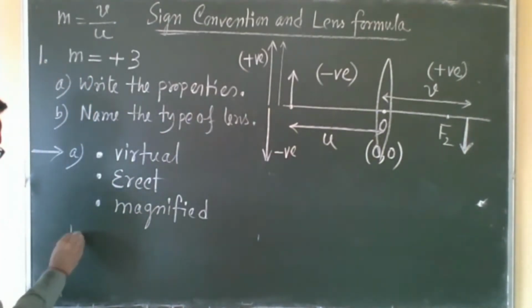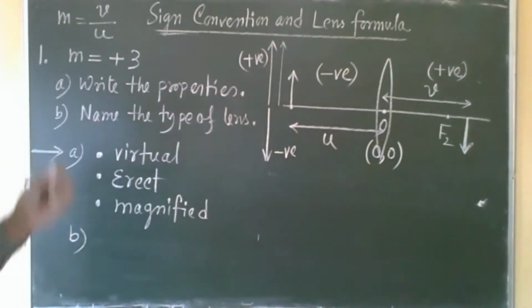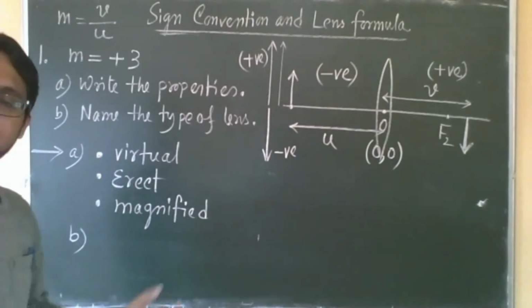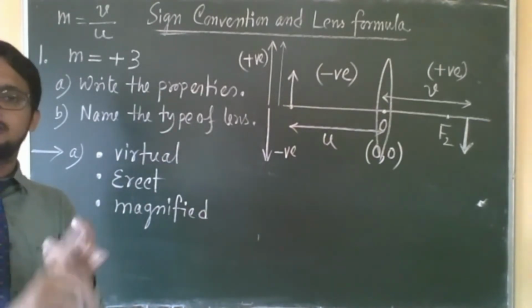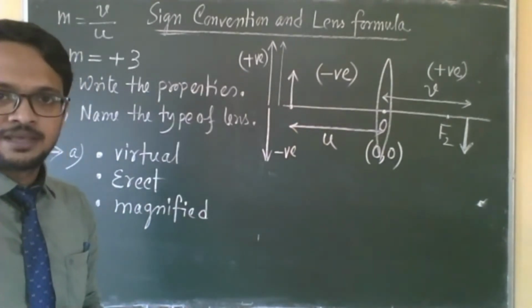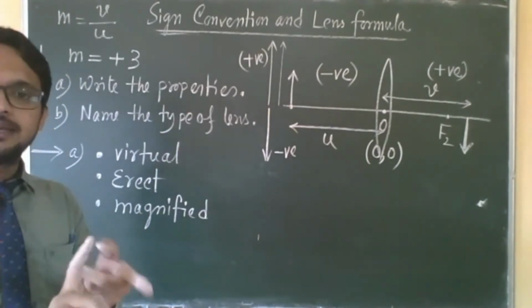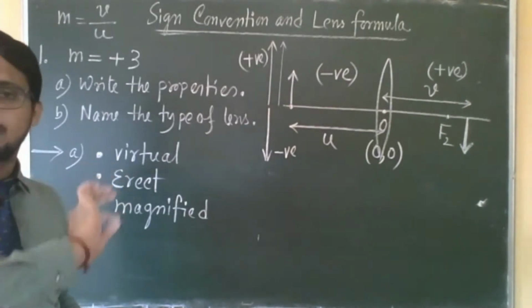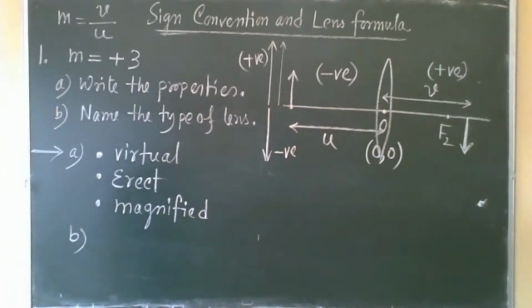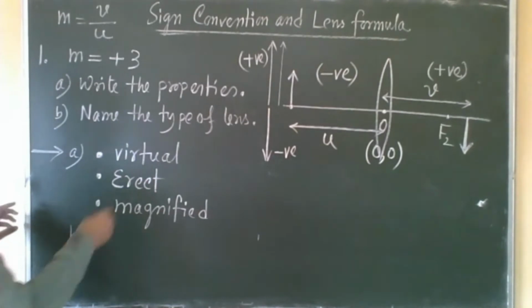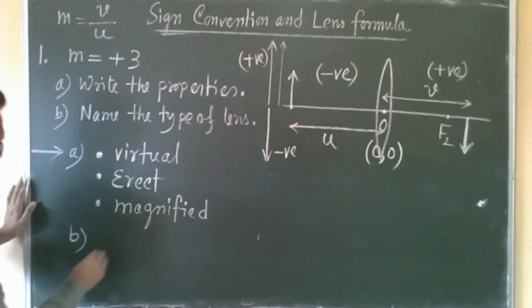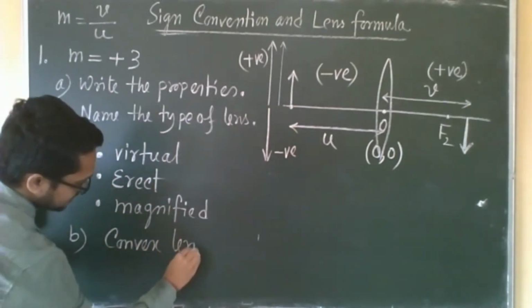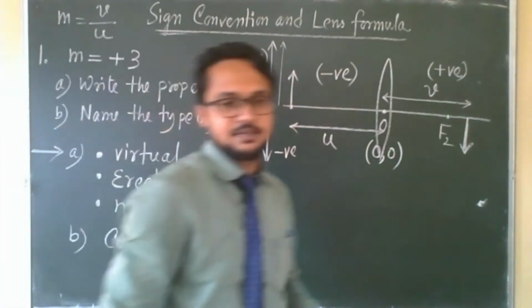Question B. Which kind of lens? Name the type of lens or nature of lens. Which kind of lens forms a virtual and magnified image? Virtual image is always formed by a concave lens, but in that case the image is not magnified, it is diminished. In case of a concave lens, all the images are diminished. So there is only one case for a virtual and magnified image: a convex lens.